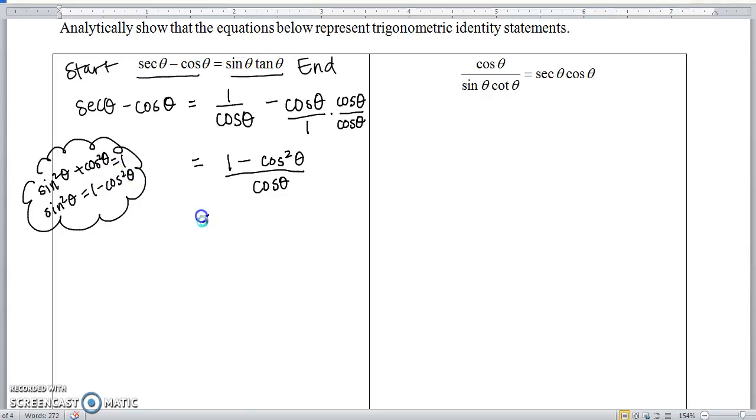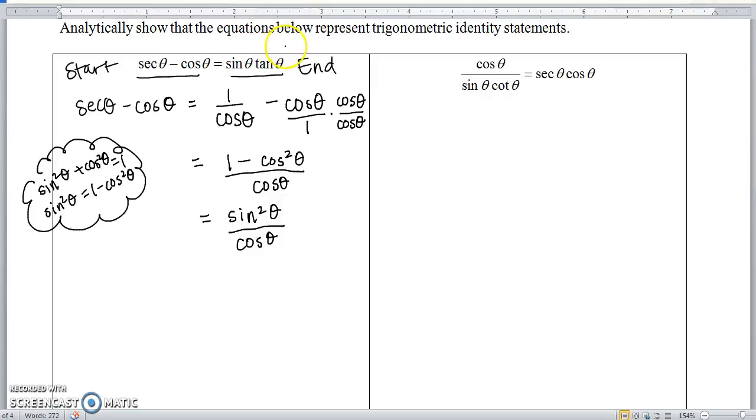So what that means is we can take our numerator here, and instead of writing 1 minus cosine squared theta, we can write it as sine squared theta. So it's sine squared theta all over cosine theta. So now we're a little less complicated.